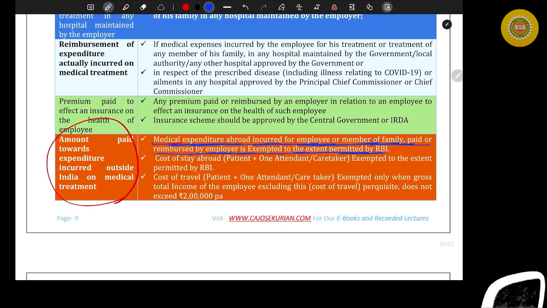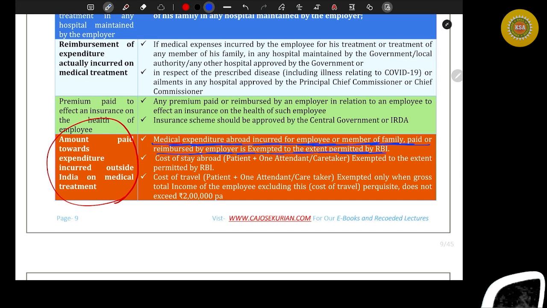Cost of travel of the patient and one caretaker is exempted only when the gross total income of the employee, excluding this cost of travel perquisite, does not exceed 2 lakh. What does that mean? Very simple. Practically, nobody will get the exemption for the cost of travel. Why? The condition to claim the exemption for the cost of travel for you and your relative, that means the attendant, is what? Your GTI should be less than or equal to 2 lakh. GTI means gross total income.